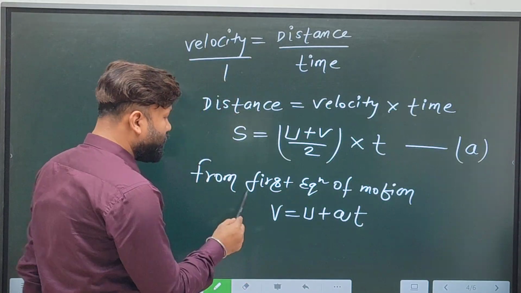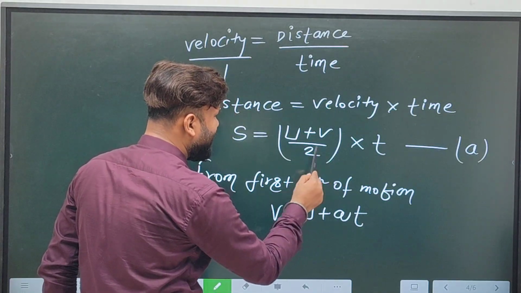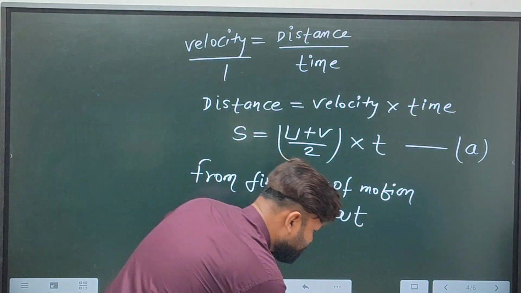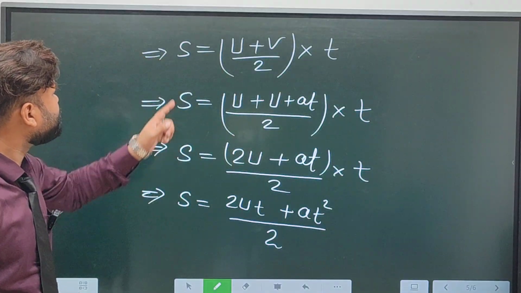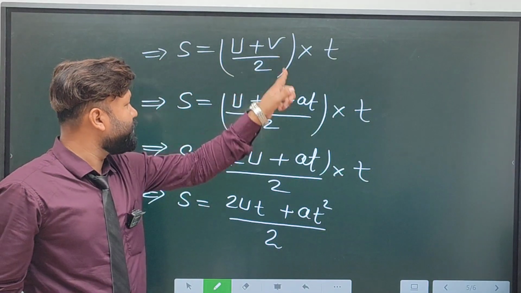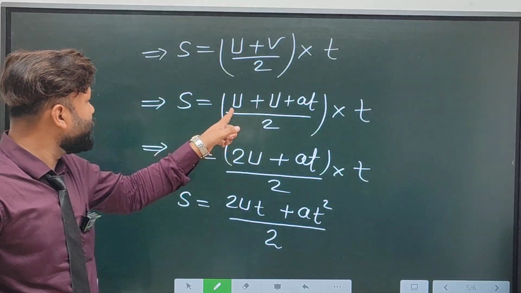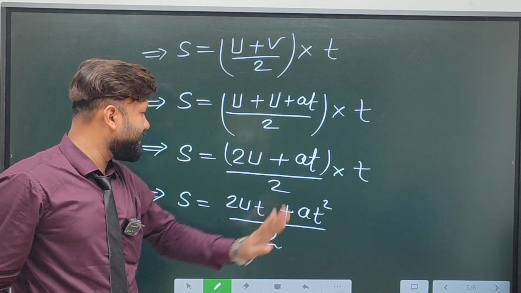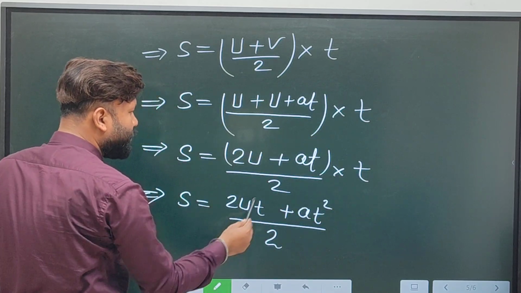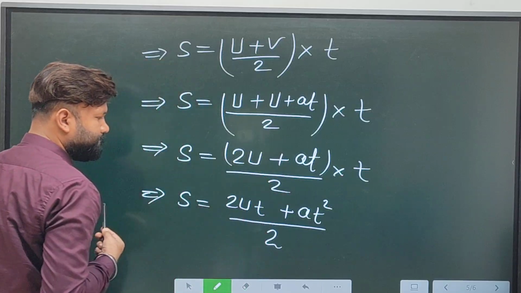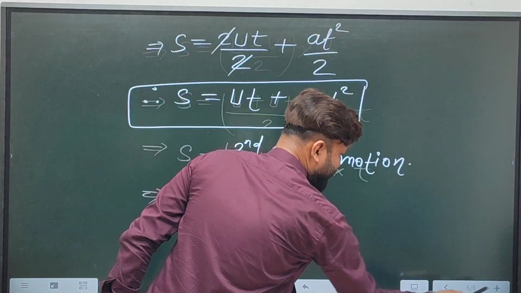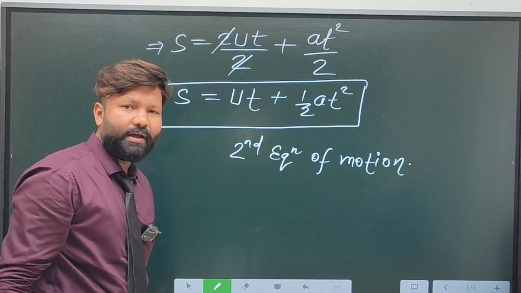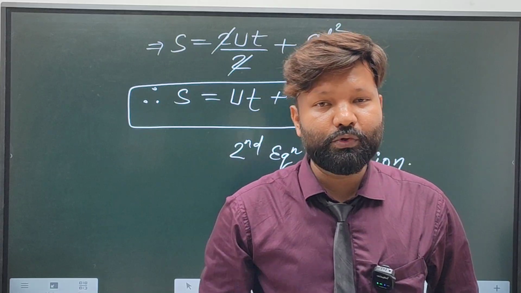From the first equation of motion, we know v is equal to u plus at. So in place of this v value, we will put u plus at. Now u plus v by 2, in place of v we will put the value of u plus at. U and u will get added, so 2u plus at divided by 2 multiply t. T and 2u multiply, then 2ut, at and t multiply, at square. Now we can write this like this also. So 2 and 2 will get cancelled, ut plus half at square. This is the second equation of motion, students.